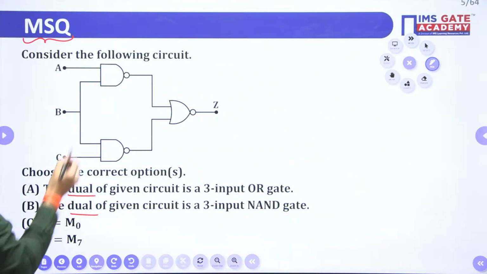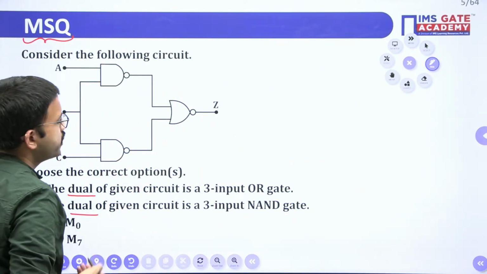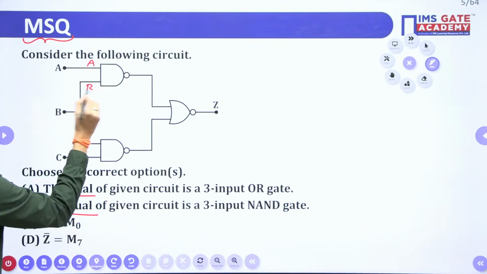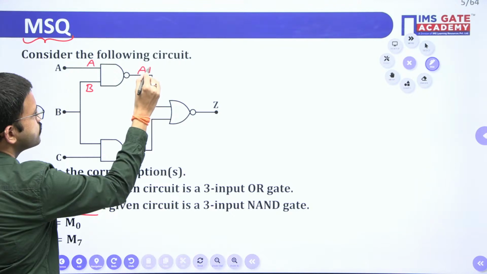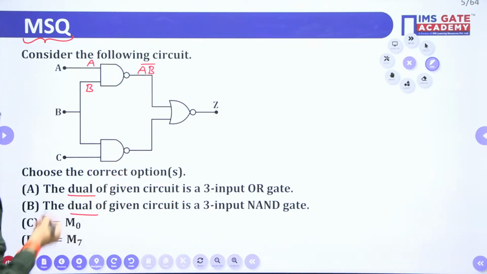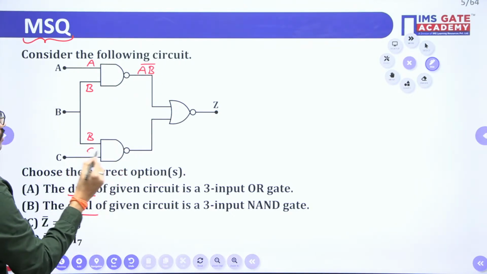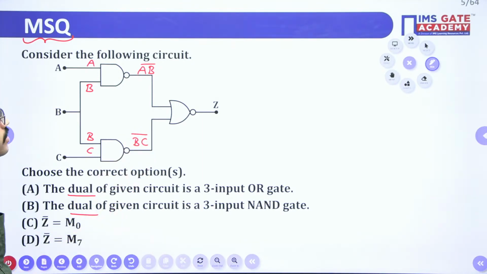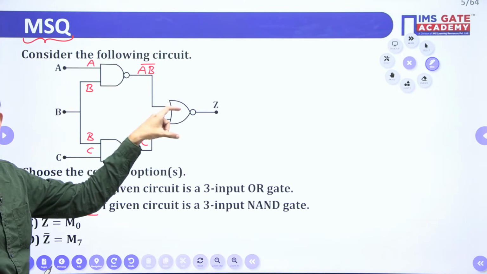See here they have given two NAND gates and then a NOR gate. Here the inputs are A and B, so you will get output as AB bar, and here the inputs are B and C, so the output you will get is BC bar. Now here you are having a two input NOR gate.